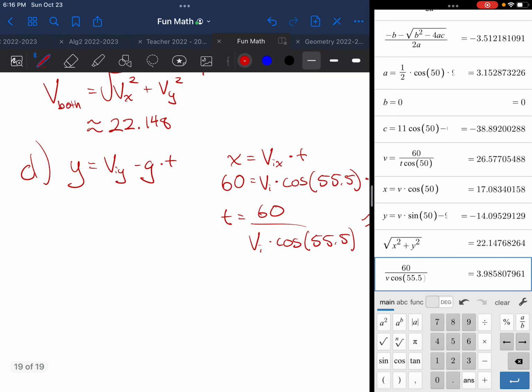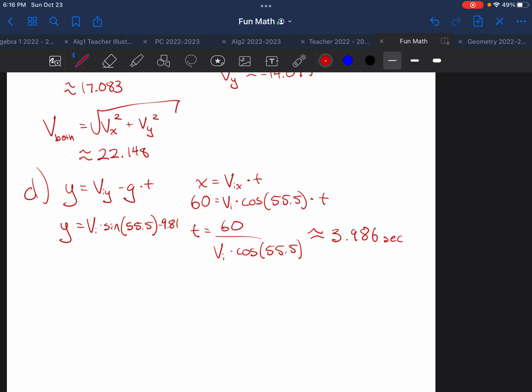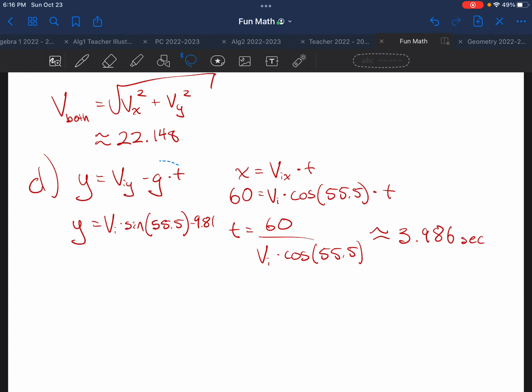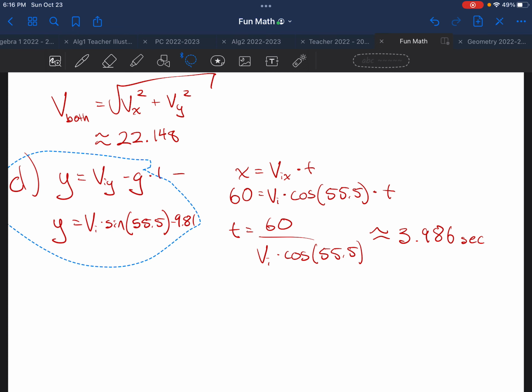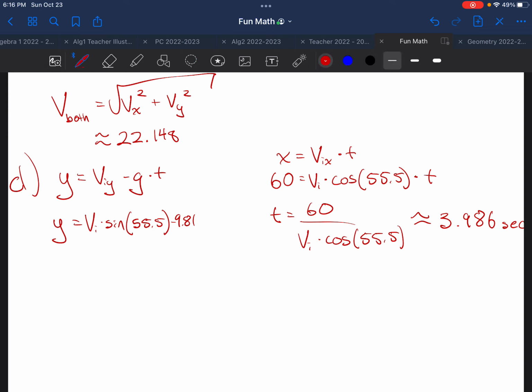Which means I'm now ready to do this final one. I can say that y is equal to that initial velocity times sine of our new angle, which is 55.5, minus 9.81 times that time that we just did. Am I writing too big? Let me try to conserve space as best as I can. And I'm going to be multiplying by that new t, which I'll call t2. I'm going to call that time 2.